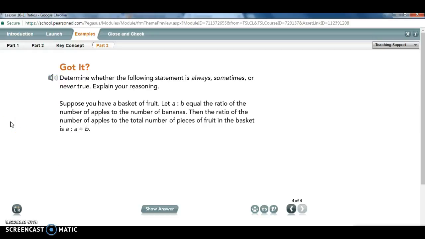Here is our last got it problem. Determine whether the following statement is always, sometimes, or never true. Explain your reasoning. Suppose you have a basket of fruit. Let A to B equal the ratio of the number of apples to the number of bananas. Then the ratio of the number of apples to the total number of pieces of fruit in the basket is A to A plus B. So again, you're going to tell me if this is always true, sometimes true, or never true, and explain why you think that.